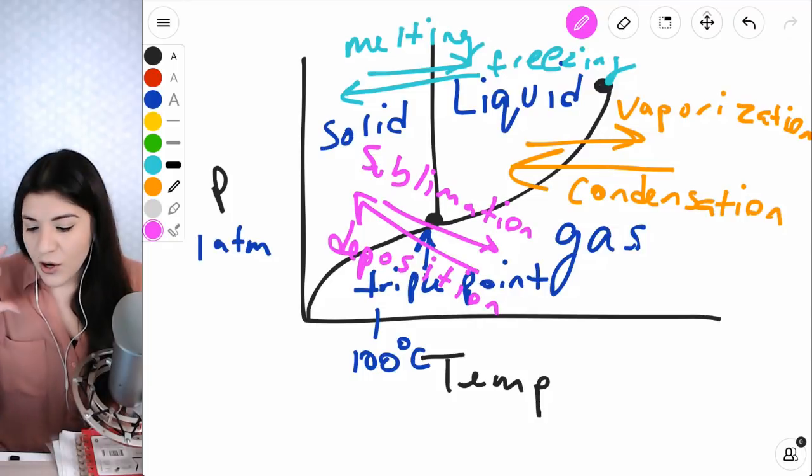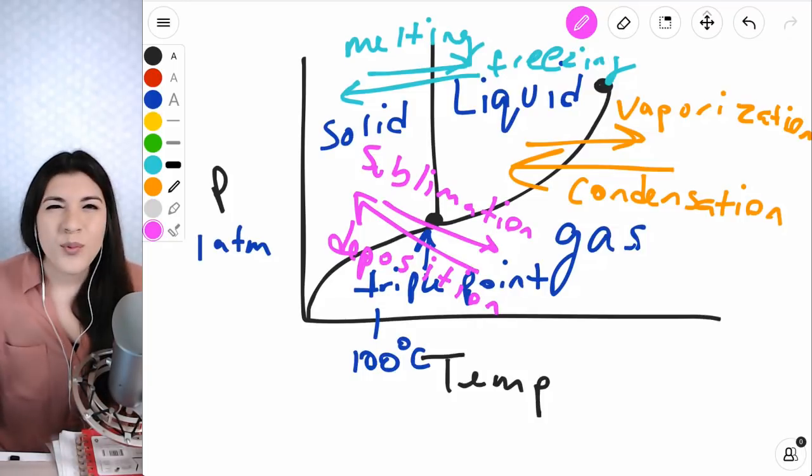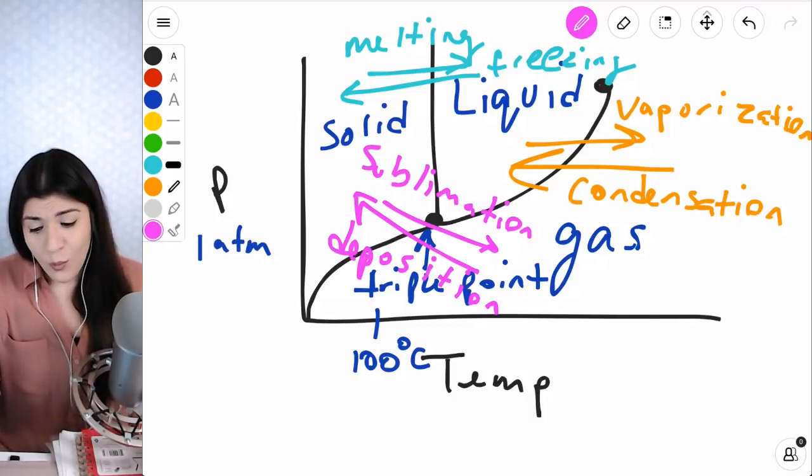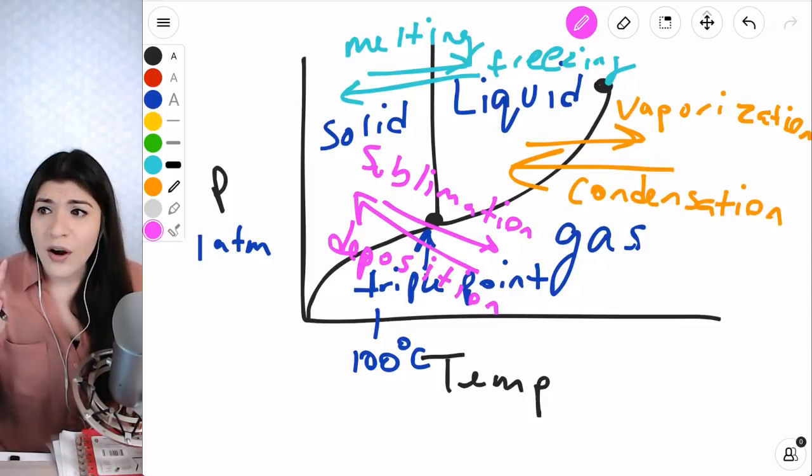Definitely know these regions and how to use it. Like I said, think of it like a typical coordinate, or you're graphing a point where your X is the temperature and your Y is your pressure. Moving on to our next question.